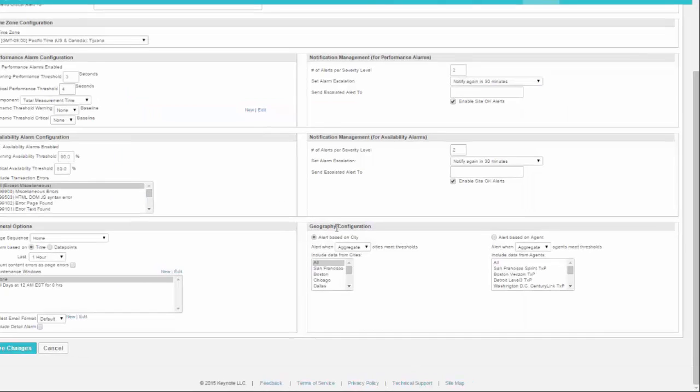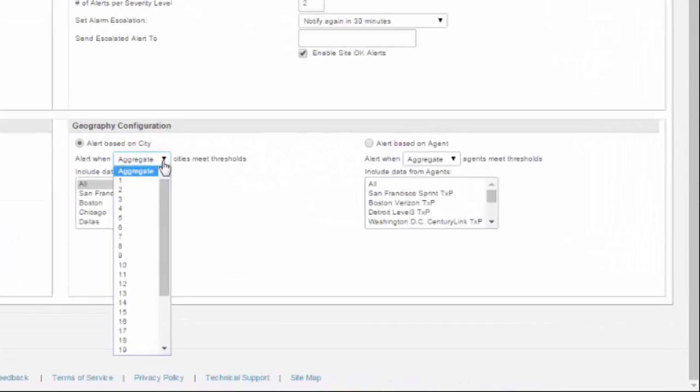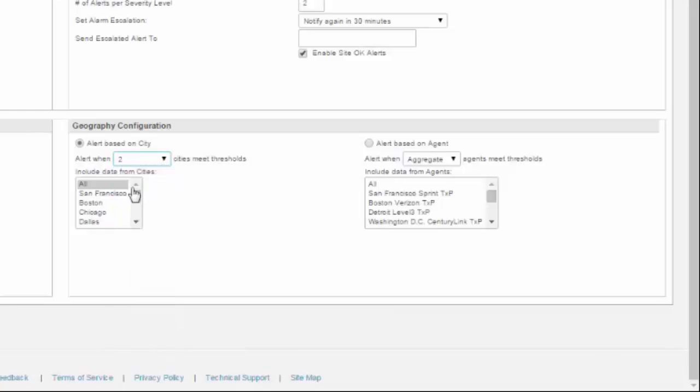So over in your alarms, when you look at this geography configuration, instead of using aggregate, you could specify a number of cities that would breach. If I pick 2 and only Houston is failing, I'm not going to alarm. But if New York, San Francisco, and Houston are failing, that's 3. So that's more than 2, and my alarm would be triggered. That's useful for having your alarm forgive one city that is chronically erroring or chronically slow.